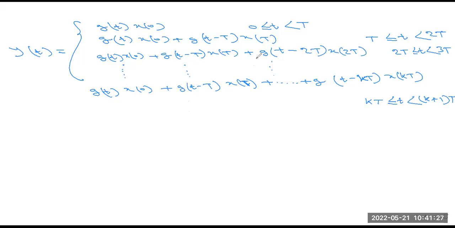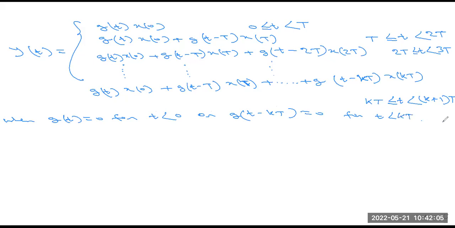Okay, so this is basically called the pulse transfer function or chain of impulses. For this physical system, the response cannot precede the input, so g(t) is equal to 0 for t less than 0, or g(t - kT) is equal to 0 for t less than kT.